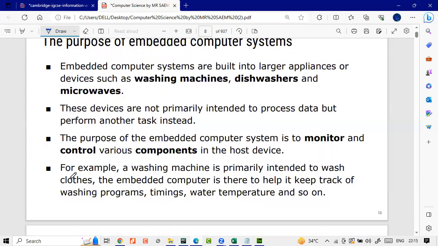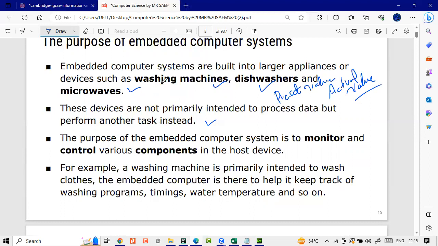Types of embedded system, very important. I just told you that for embedded systems, we can talk about washing machines, dishwashers, microwave ovens, air conditioning systems. These devices are not primarily intended to process data, but to perform other tasks instead. For example, to compare, we have always talked about it, the preset value has to be compared with the actual value. Now, what is the preset value and what's the actual value? Let's talk about this a bit more.